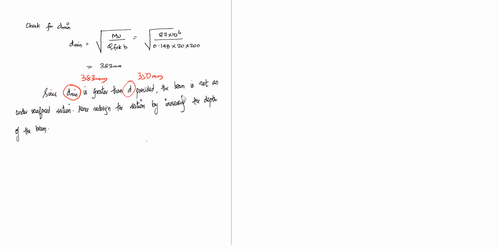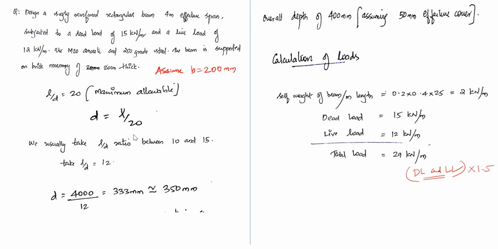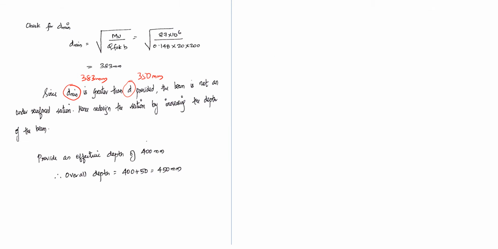So we cannot design it as an over reinforced section. So what we do is we will redesign the section by increasing the depth of the beam. These things happen because initially we assumed an L by D ratio based on our assumption, based on practical experience. Based on this L by D ratio, this depth is not sufficient. So again, we will increase the depth of the section.